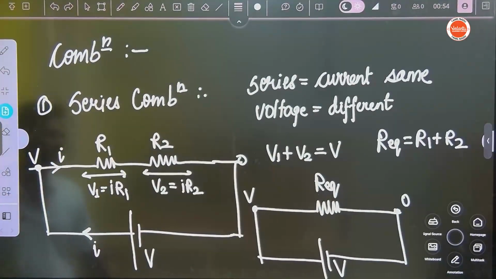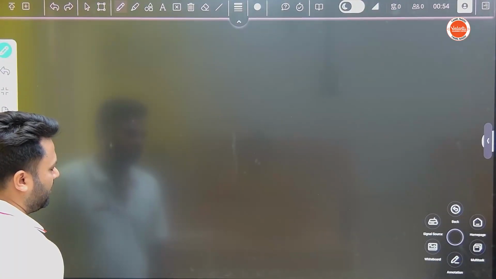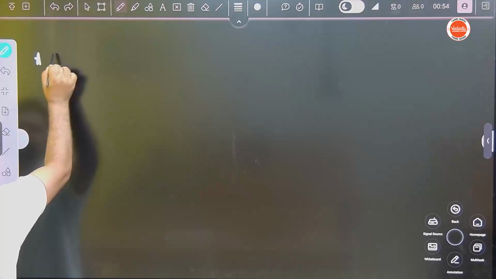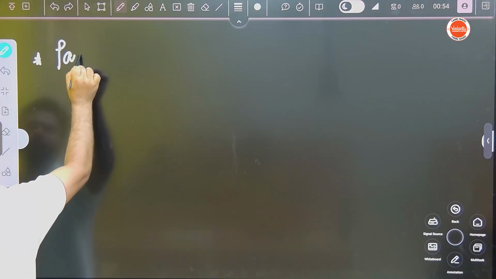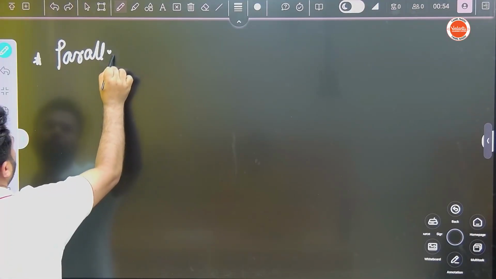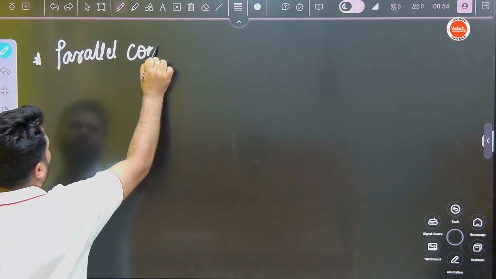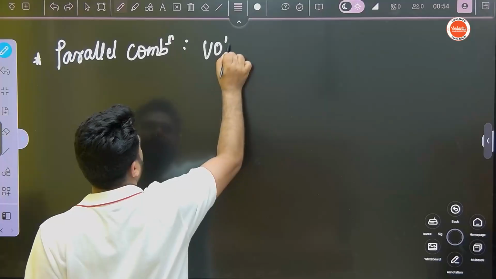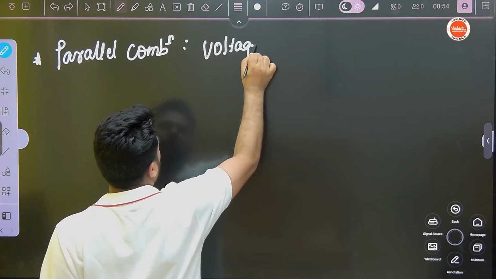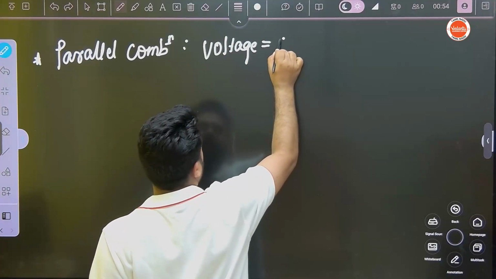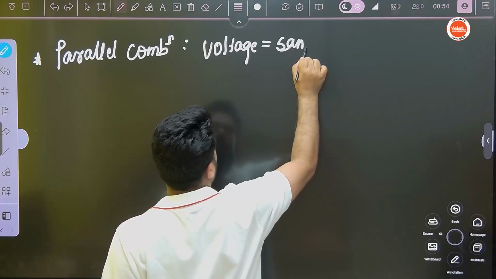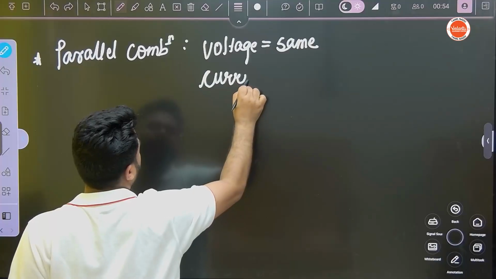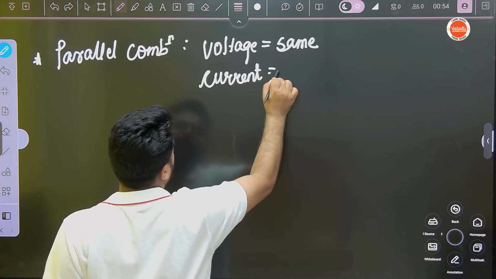Next is parallel combination. Here, voltage is same across the resistors. Current may or may not be different, but voltage is always same. Current will be different. In special case, current might be same, but normally current is different.